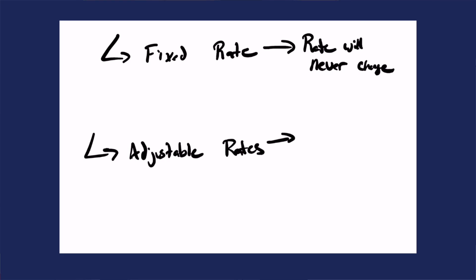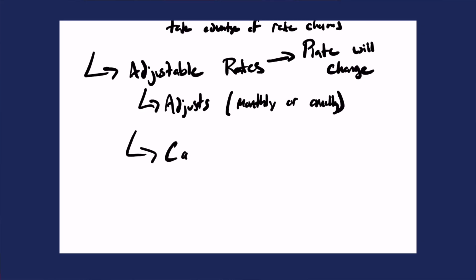If you lock in your fixed rate at a low rate, that's great. It'll never change and you have that for the rest of your mortgage. And with an adjustable rate, the rate will adjust at a certain frequency, and we'll talk about that. Now, adjustable rates come with what's called caps, and caps exist to protect you from significant changes in the interest rate.